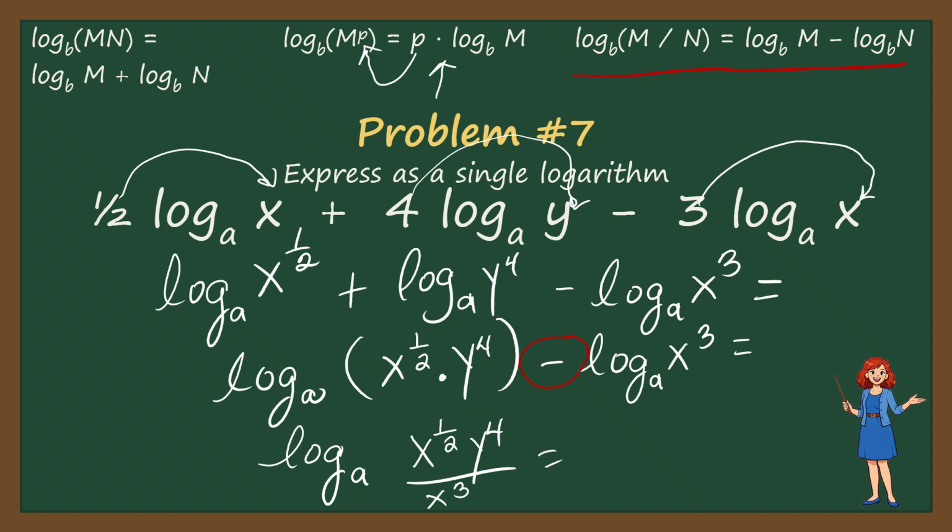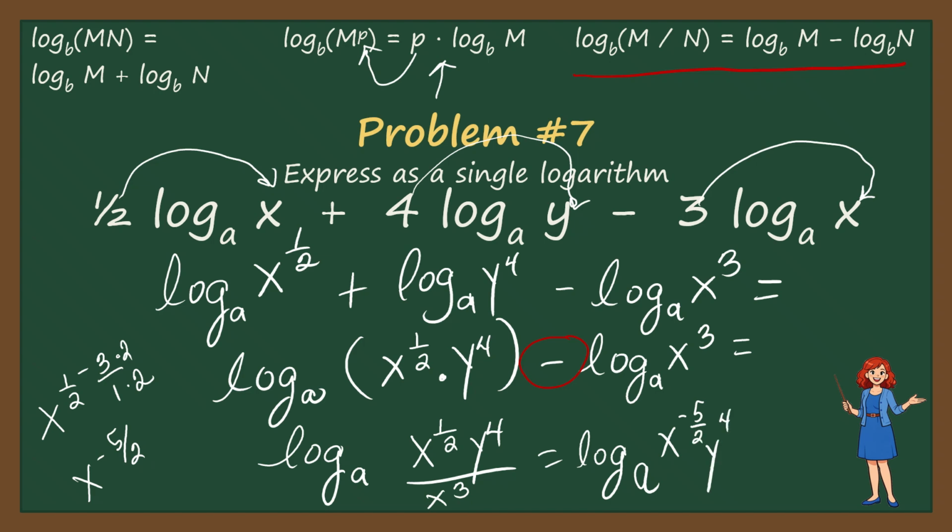The only thing I have to do now is, since I have bases that are the same, subtract their exponents. So I have x to the 1/2, and I have to subtract 3. When I do that, I get x to the negative 5/2. So I have log base a of x to the negative 5/2 y to the 4th.